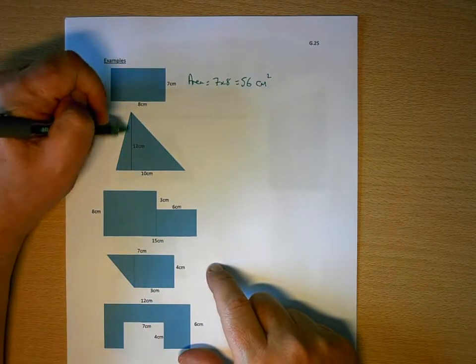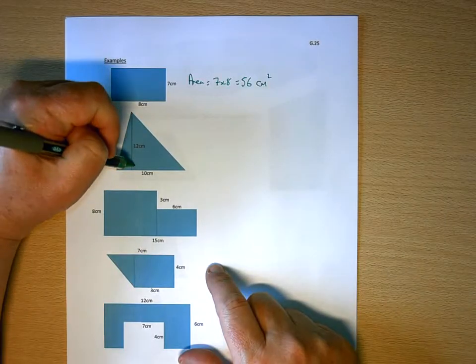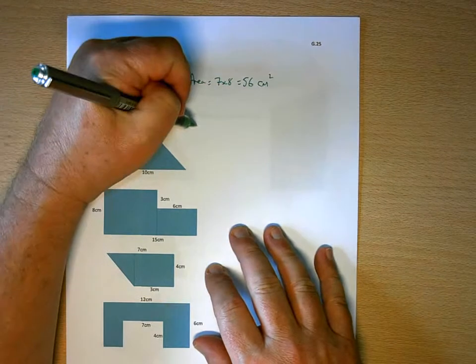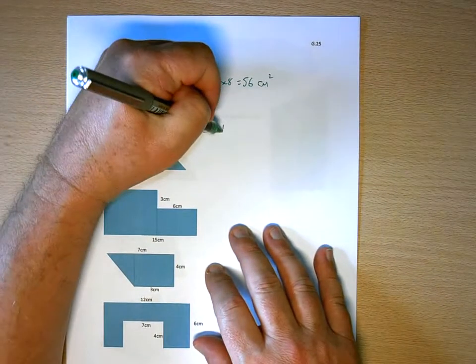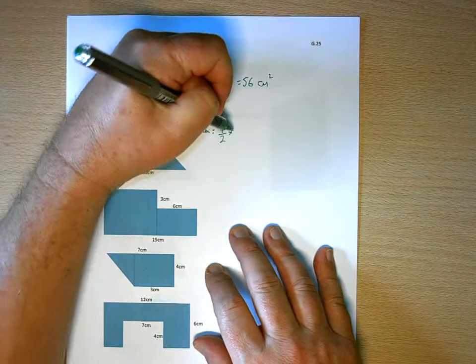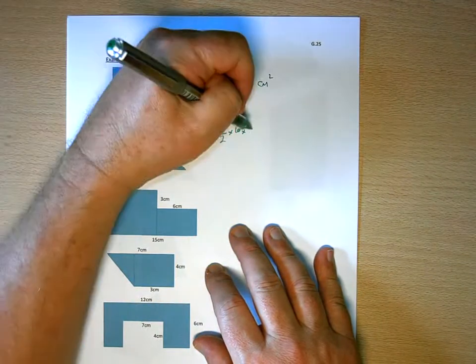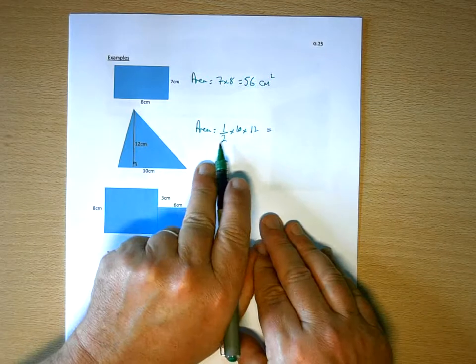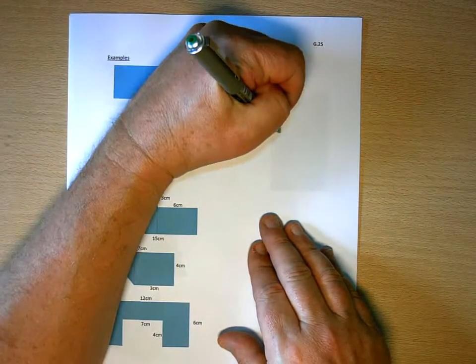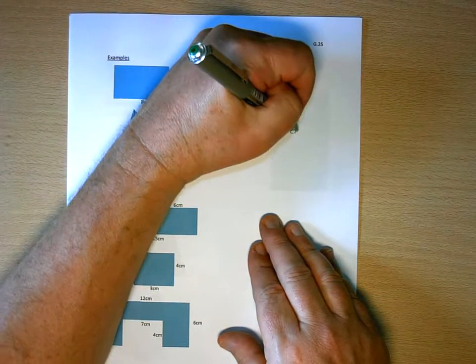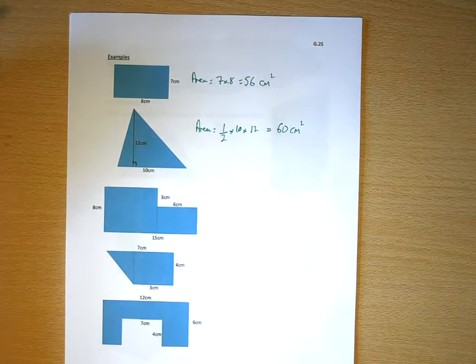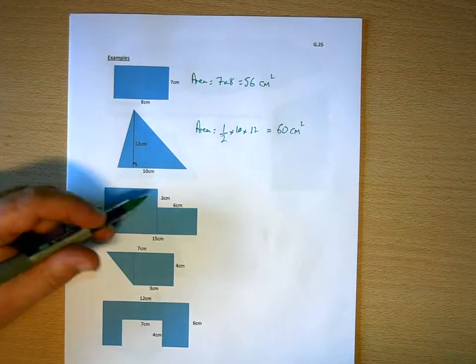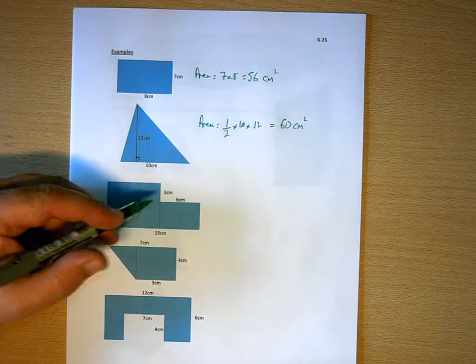Okay, so the next one is a triangle. I've got my perpendicular height to the base, so the area is a half times 10 times 12. So 10 12s are 120, half of 120 is 60, and again the units would be centimetres squared. Now we're into composite shapes.